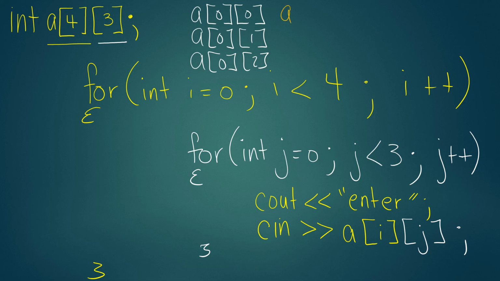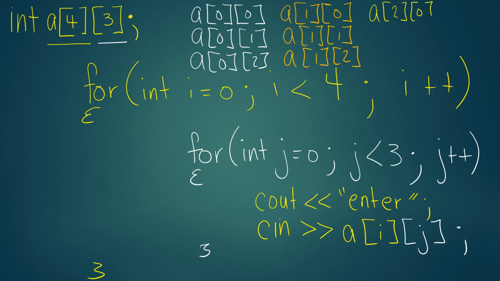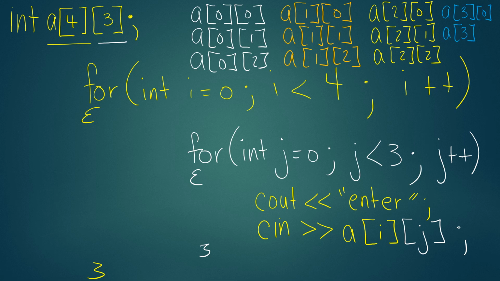Then you would start again with A at index 1, 0, 1, 1, 1, 2. Then you would go back to the outer loop again. A at index 2, 0, A at index 2, 1, and A at index 2, 2. Since there are 4 rows and 3 columns, we would complete it by doing the last set of rows, 3, 0, A at 3, 1, A at 3, 2. So that is how you would fill an array with user input, a two-dimensional array.